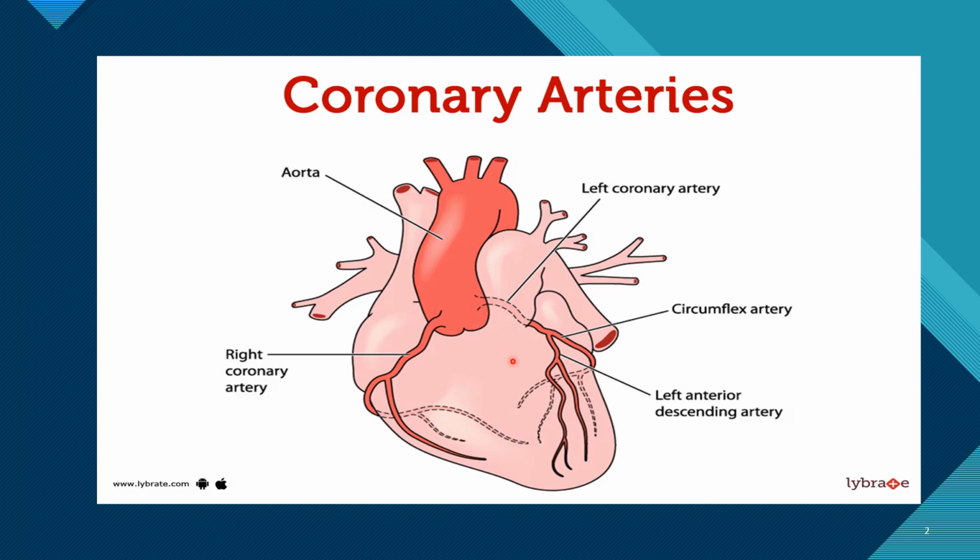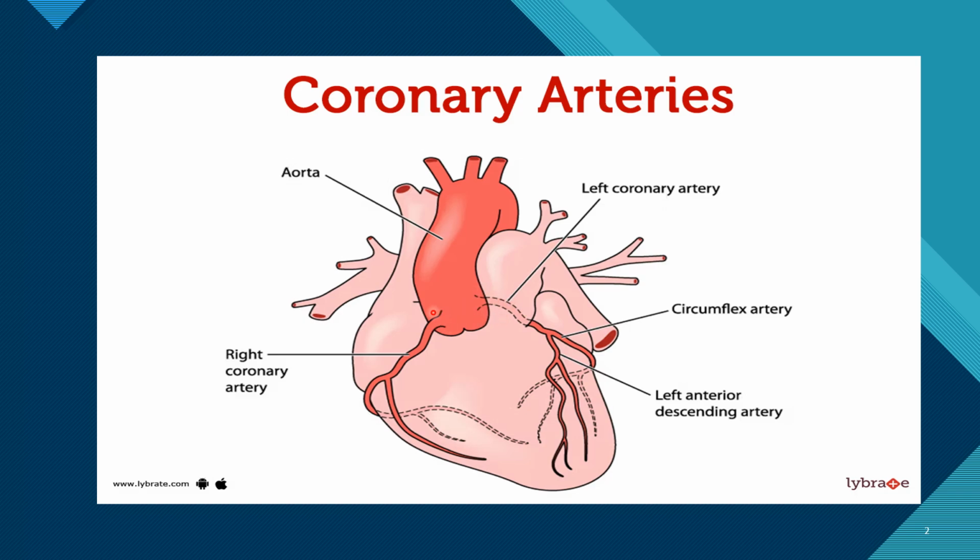So this is the left coronary artery and this is the right coronary artery, and they originate from the root of the aorta behind the right and left cusps of the aortic valve respectively. So the coronary arteries take origin from the root of the ascending aorta.